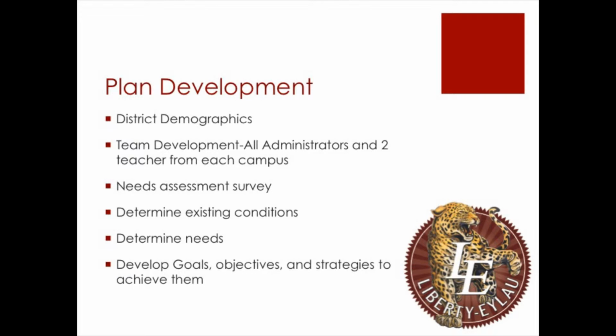The next thing we did is we determined our existing conditions. We did an inventory, both physical inventory and an inventory from teachers as far as what skills they had. From those, we began to determine the needs that we had for our technology plan, and then finally we developed goals, objectives, and strategies in order to achieve those objectives.